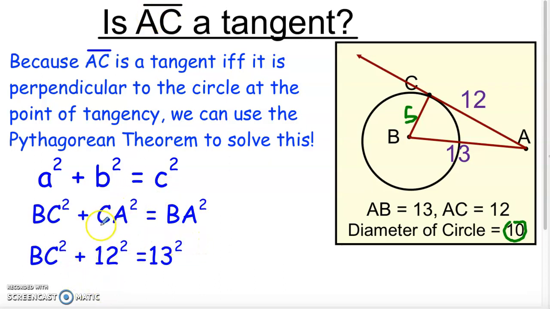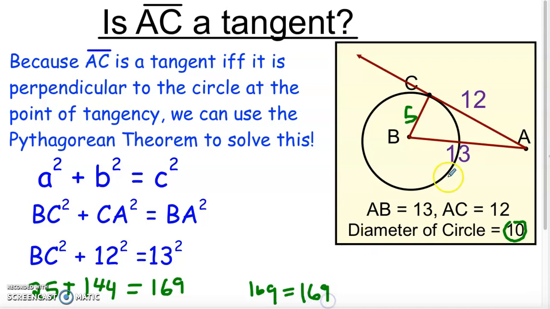Segment BC is 5, so 5 squared is 25. CA is 12 squared, which is 144. And BA squared is 13 squared, which is 169. And if I add up 25 plus 144, I get 169. So because these numbers match, because I have a right triangle, I have a point of tangency. So the answer to this, because there's a right angle there, is yes. So that's how we do that.